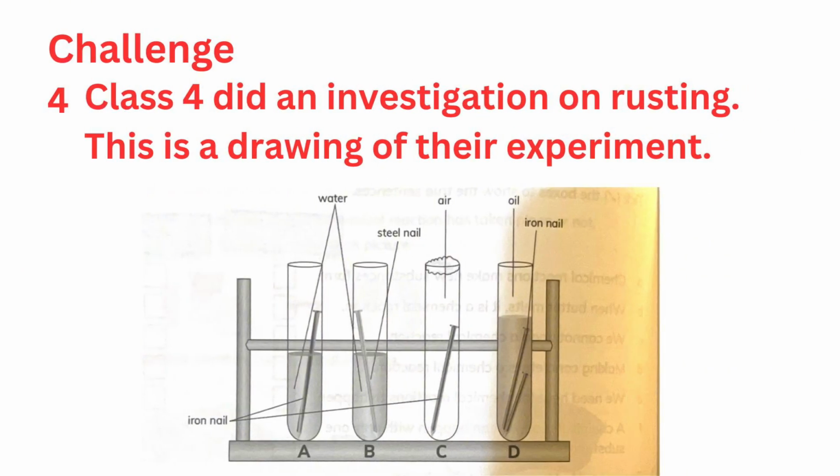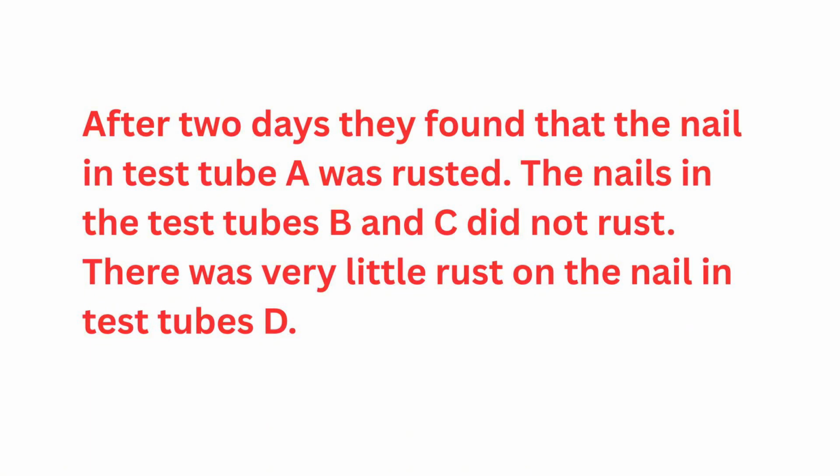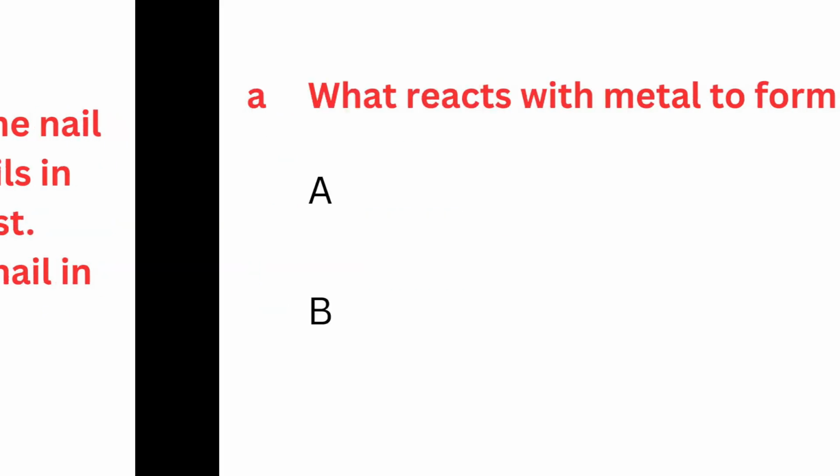Challenge. Question number 4. Class 4 did an investigation on rusting. This is a drawing of their experiment. After 2 days, they found that the nail in test tube A was rusted. The nails in test tubes B and C did not rust. There was very little rust on the nail in test tube D.